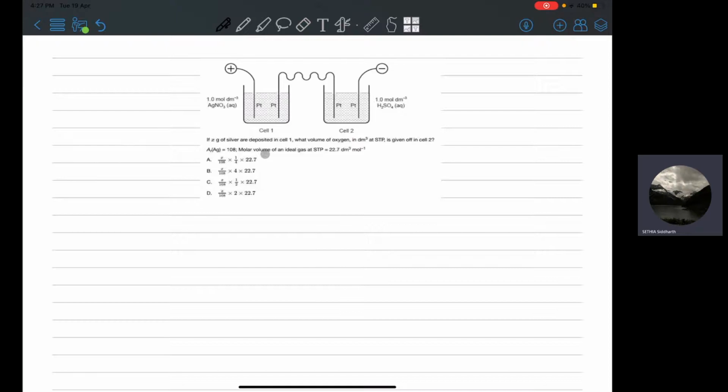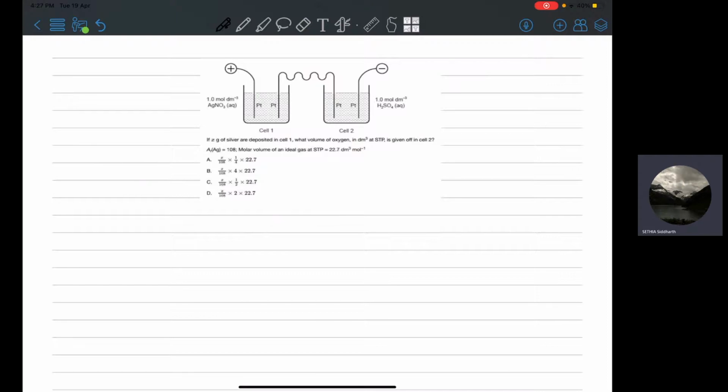So in this question, we have, if X grams of silver are deposited in cell 1, what volume of oxygen in dm cubed at STP, so STP is standard temperature and pressure, is given off in cell 2? So really what we need to calculate is the volume of oxygen that is given off in cell 2 at STP. Because it's a paper one, you don't have access to a calculator. So naturally, they're not going to ask you for a particular number, because doing such a calculation without a calculator is going to be pretty hard. So really all you have to do is formulate an equation which would give you the answer.